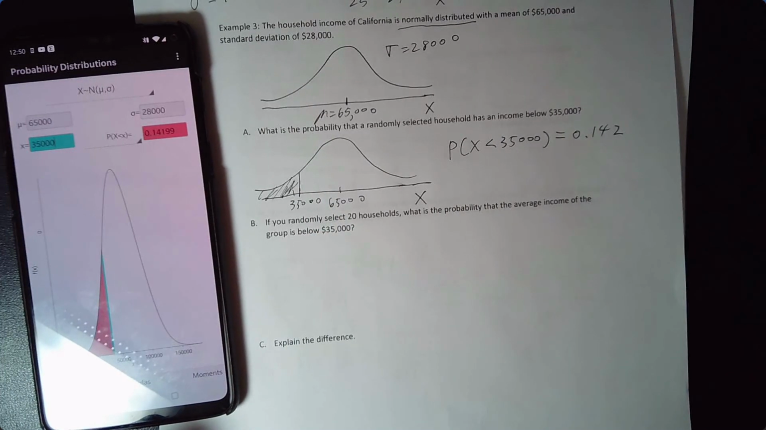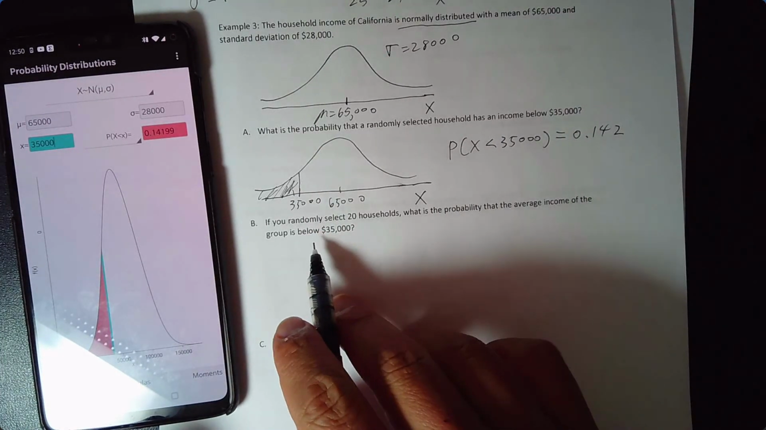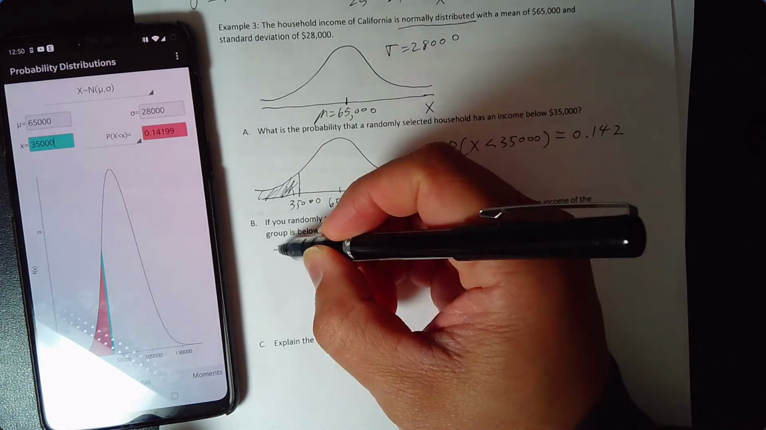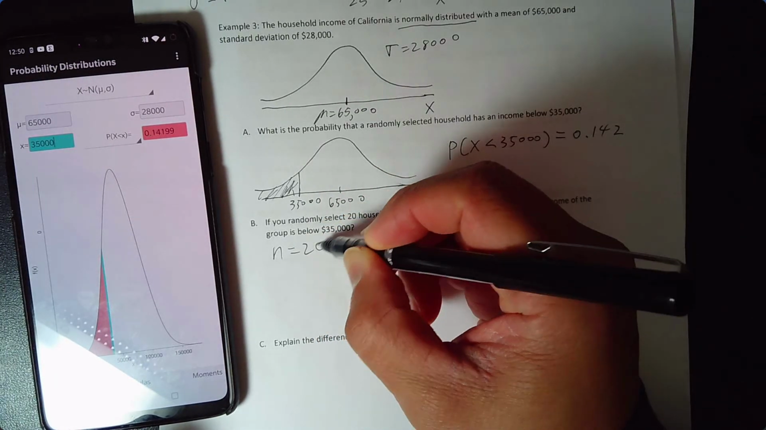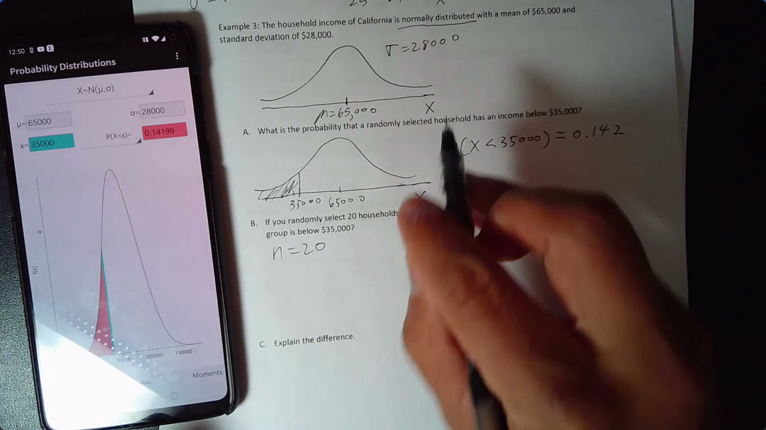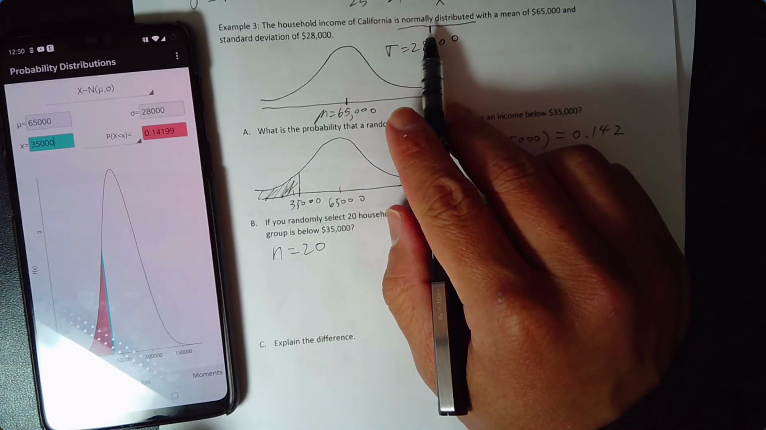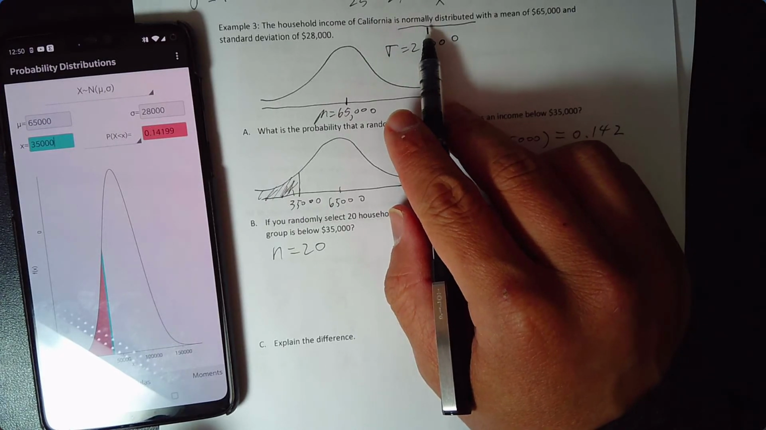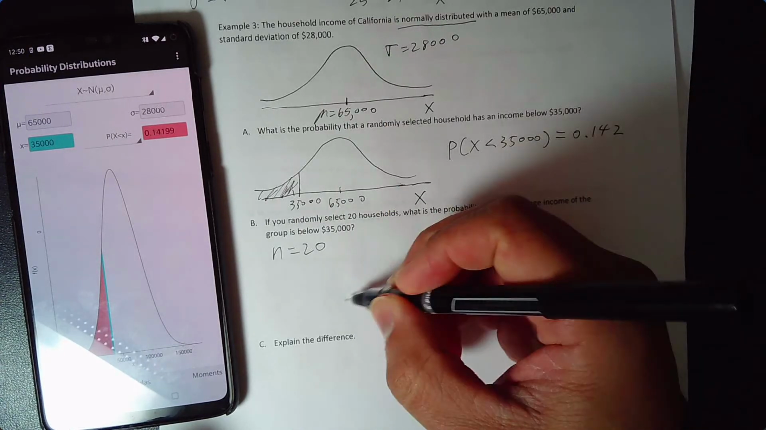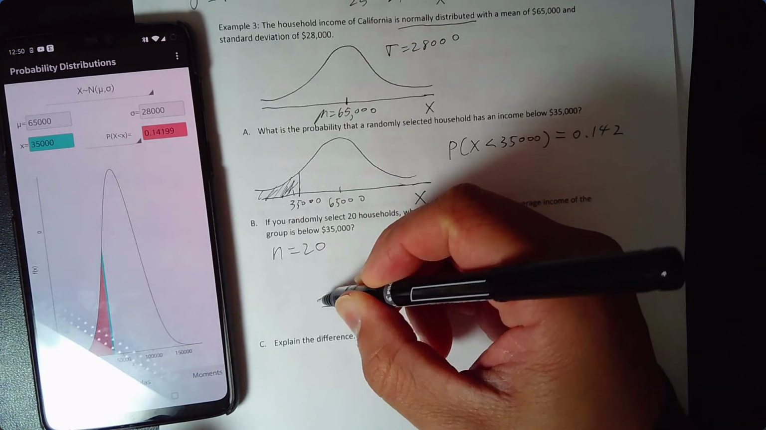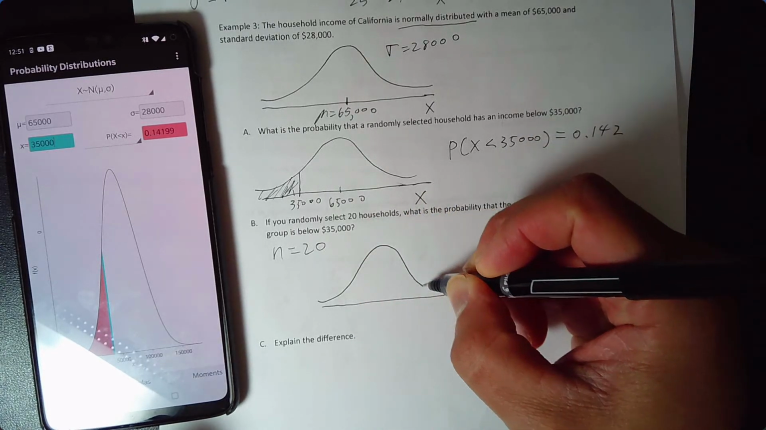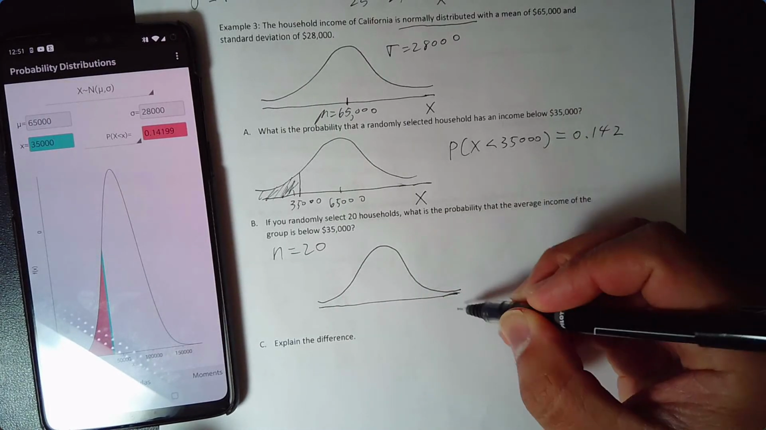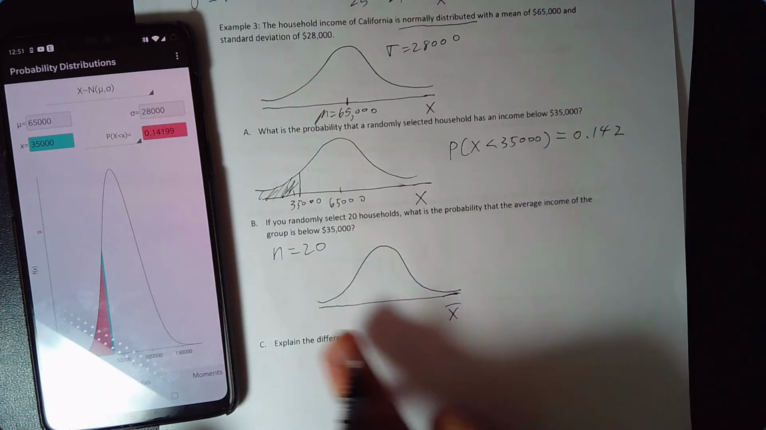Now, what if I select 20 households? What's the probability that the average income is below 35,000? Okay, so first of all, my n is 20. Now that is less than 30, but the problem already gave me that the original population is normally distributed. Therefore, I can write this. So that's the important part. Always be mindful of what information allows me to draw this curve. So I know that the sample mean is going to be normally distributed.